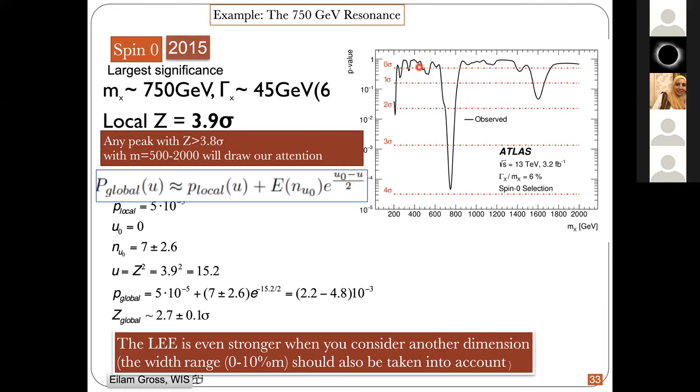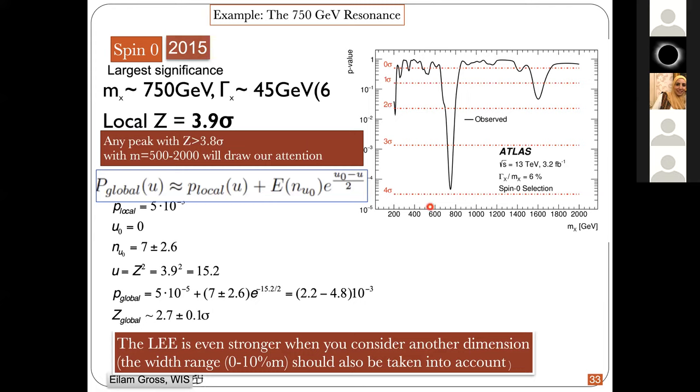So this is 0 sigma, 1 sigma, smaller p-value, 2 sigma, even smaller, 3 sigma, very small, 4 sigma, very, very small. So you see that 1 sigma is something like 16%, 2 sigma is 2.5%, 3 sigma is whatever, 10⁻³, and 4 sigma is 10⁻⁵, or 5 × 10⁻⁵. So I want to know what is the global significance when I see a local fluctuation at 750.